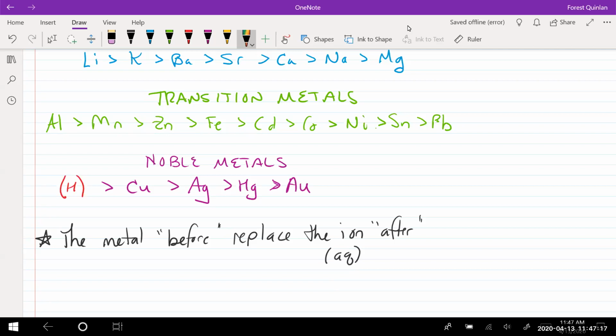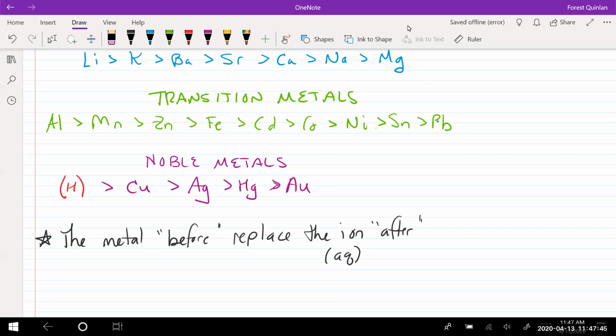So when they had a bunch of lead pipes, they realized that there were trace amounts of lead leaching into the water supply, because the lead will slowly but surely try to replace the H's in the water, thereby basically poisoning you. So that's why we start using copper, because the hydrogen is coming before the copper, it won't replace it. If it were the other way around, the copper would do it. So that's what we mean when we say the metal before replaces the ion after.